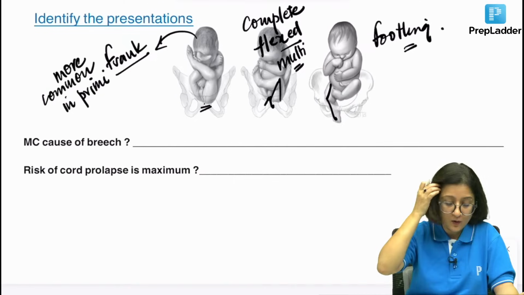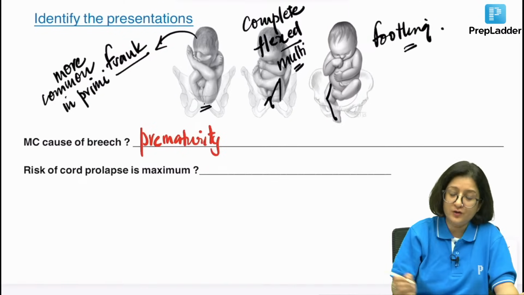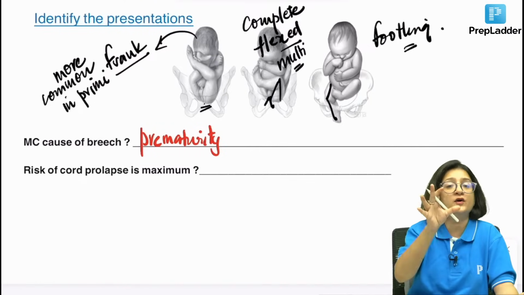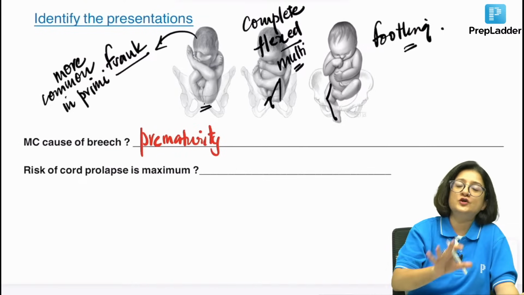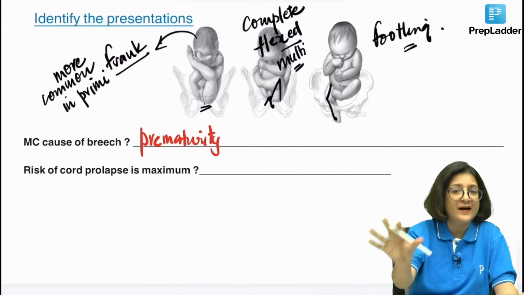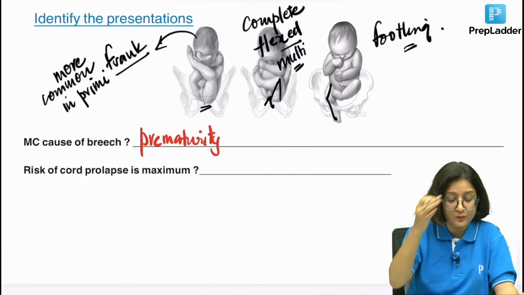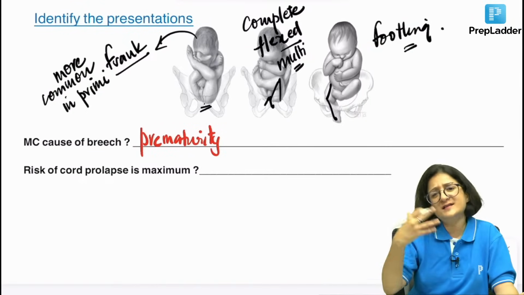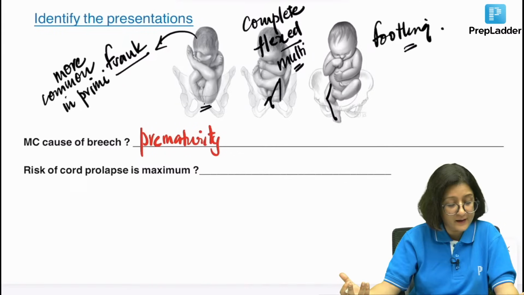So, that is footling breech, right? Now, most common cause of breech is actually prematurity. By prematurity, I mean that most of the time breeches tend to revert back to cephalic and spontaneous version happens by the time term comes. But when a woman goes into preterm labor, we are more likely to find a woman in breech presentation. So, most common cause by that logic is prematurity, right? Otherwise, risk factors are obviously there, like multiparous women, they have more likelihood of breech presentation.